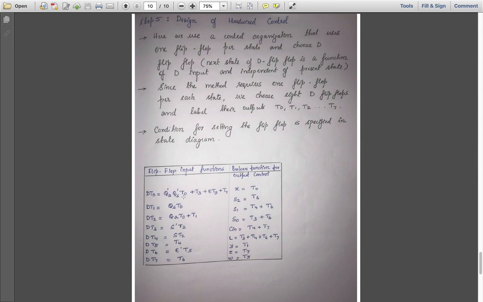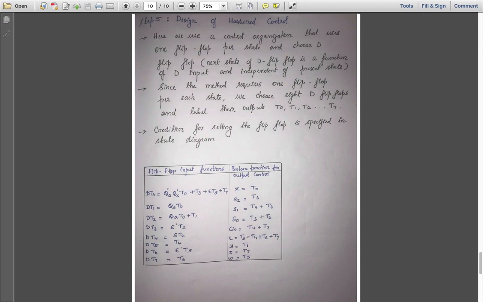And which flip-flop are you going to use here? It is a D flip-flop. We use a control organization that makes use of one flip-flop per state, choosing a D flip-flop. How does a D flip-flop work? The next state of a D flip-flop is a function of its input and it is independent of the present state. So it doesn't depend upon the present state. It only depends upon the input that is given to the D flip-flop.